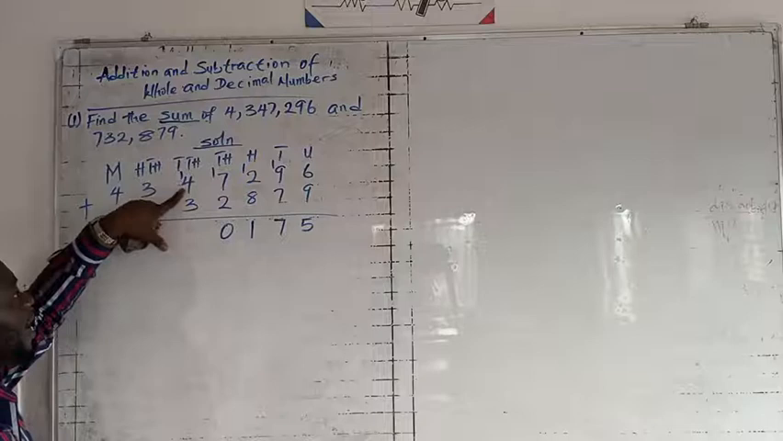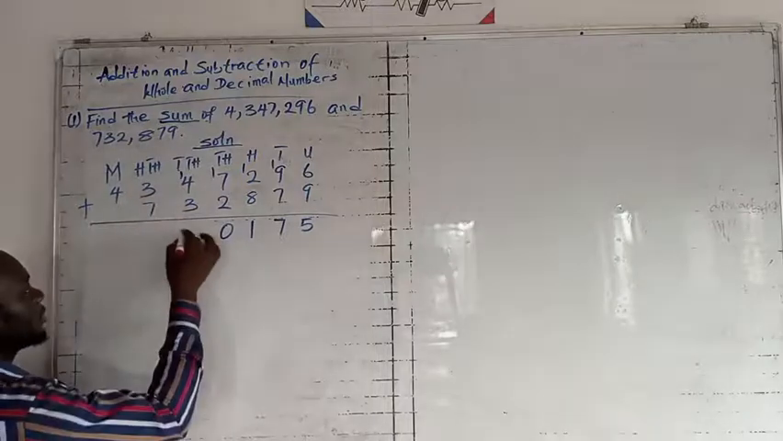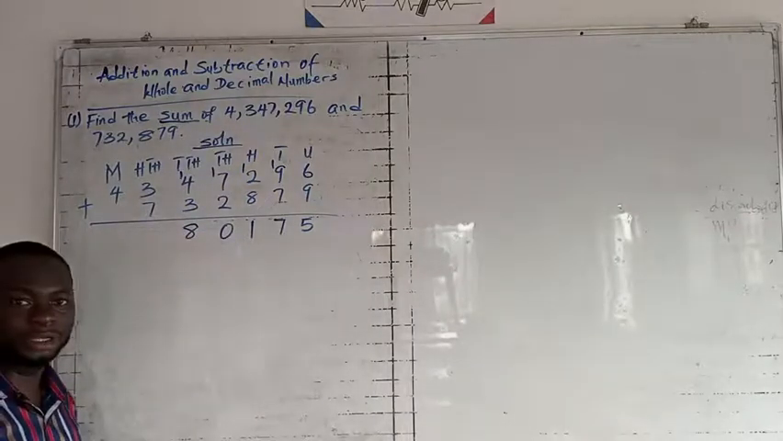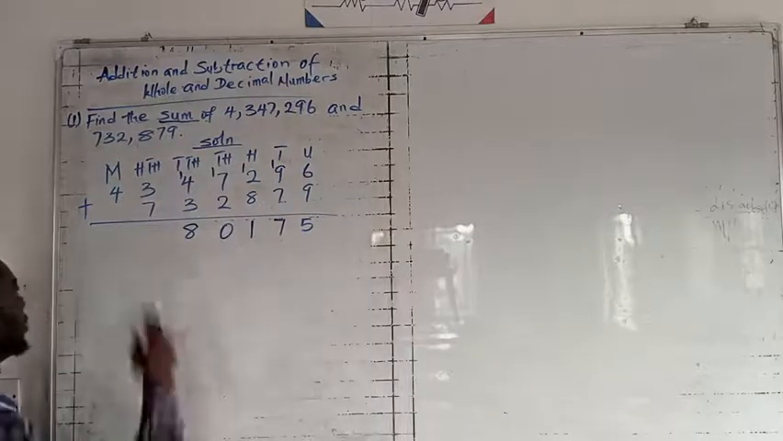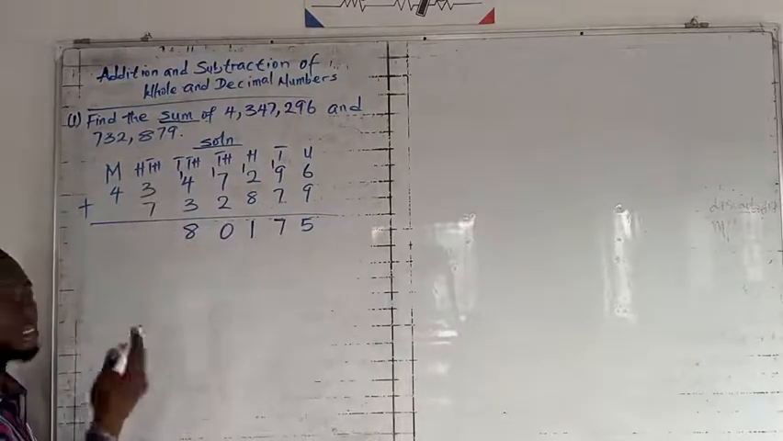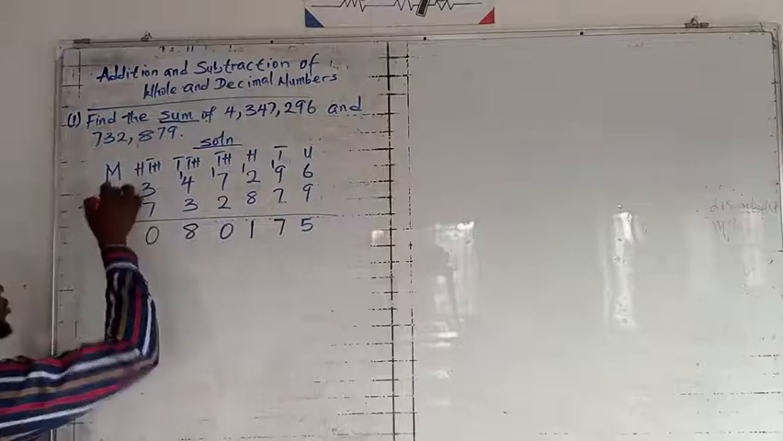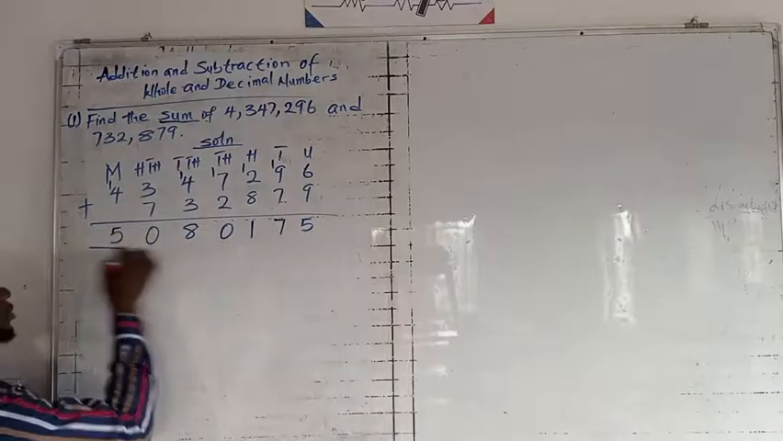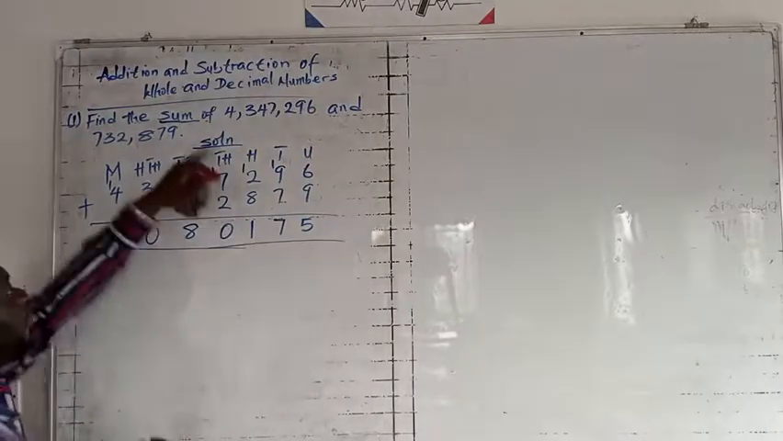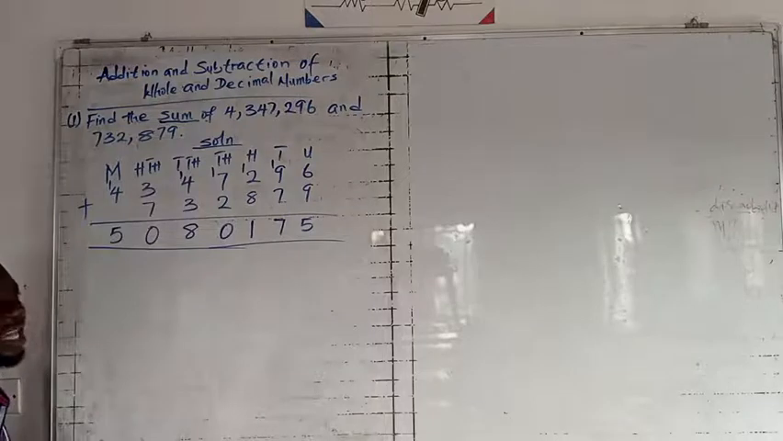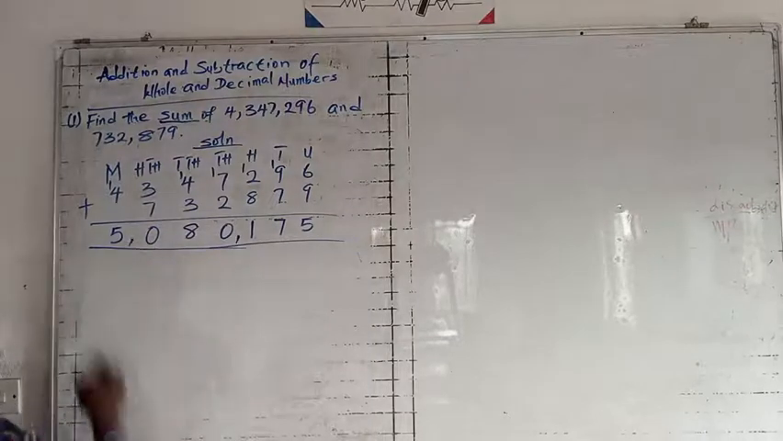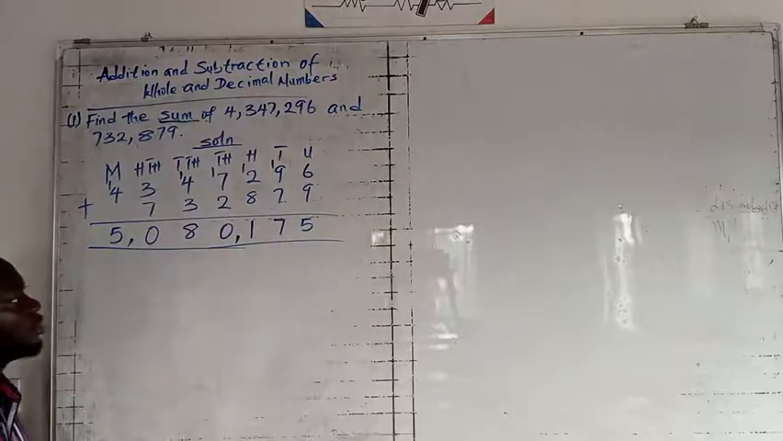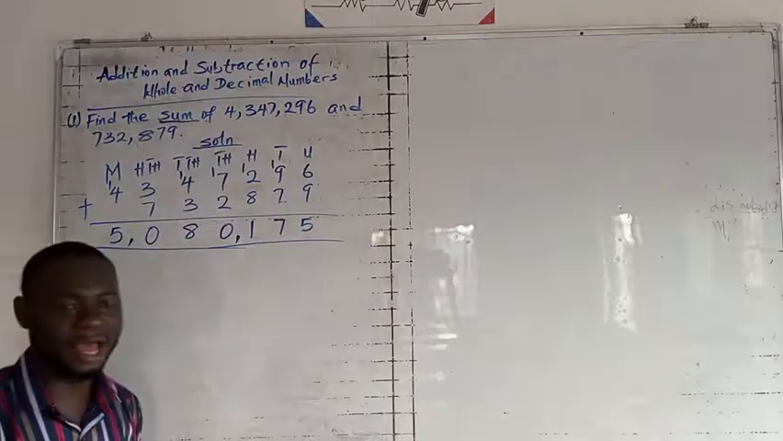1 plus 4, 5. Plus 3, 8. Are we carrying any number? No, because this is just a single number. 3 plus 7, 10. We have 0 and we carry 1. Then 1 plus 4, 5. Therefore, 4,347,296 plus 732,879 will give us 5,080,175. All right?